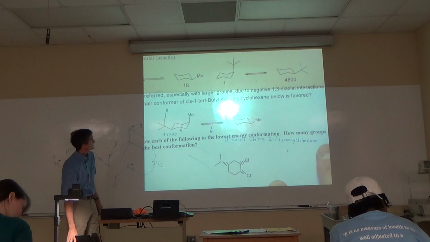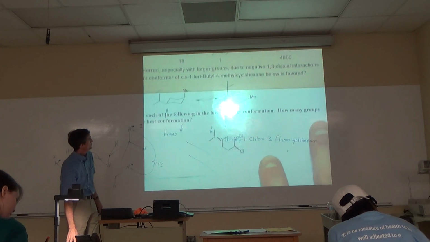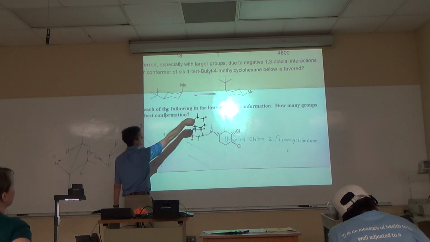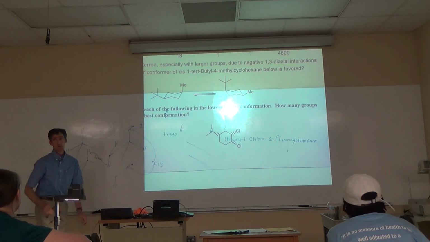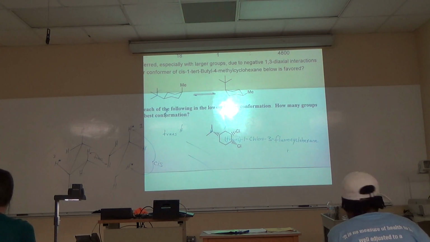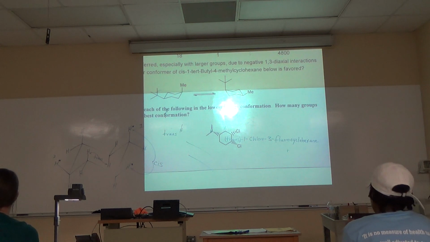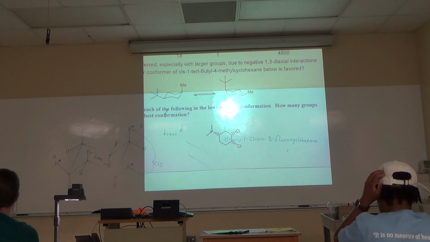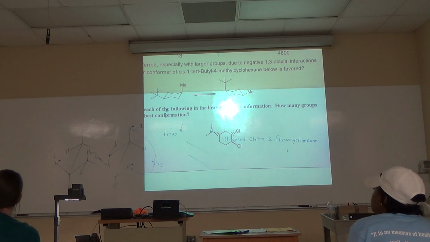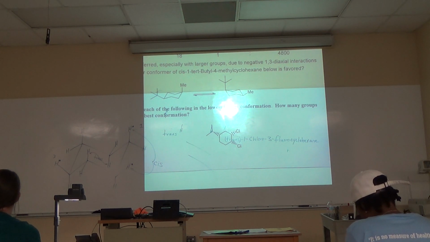Okay? So what if we had two groups? Which conformation is preferred, left or right? On the left, correct? Because it has the biggest group equatorial. Humans, we said biggest groups anti. Well, here you want biggest groups equatorial.